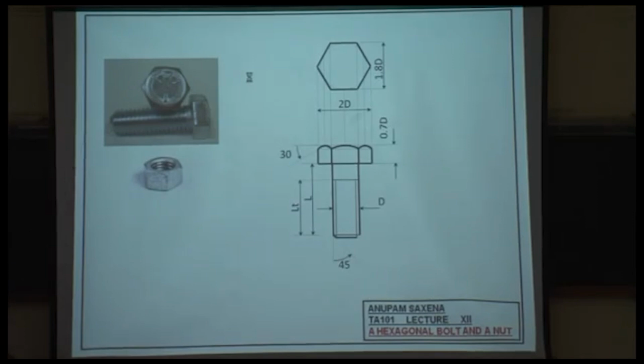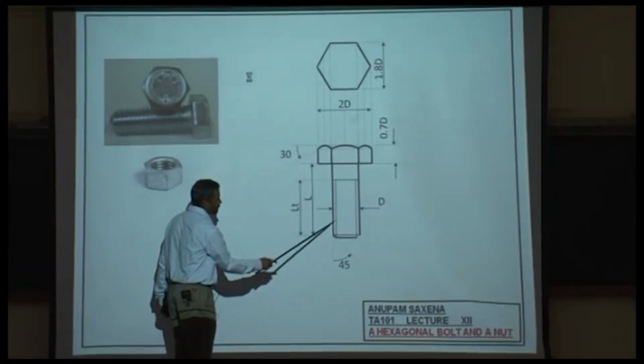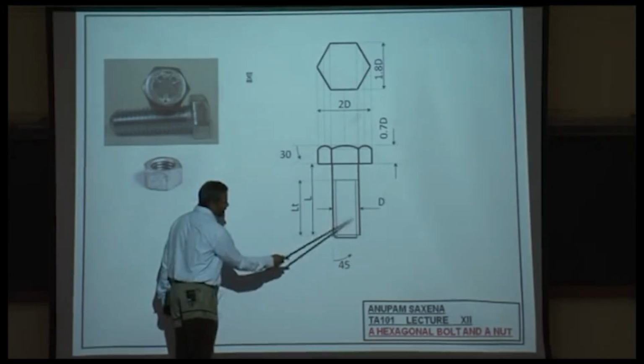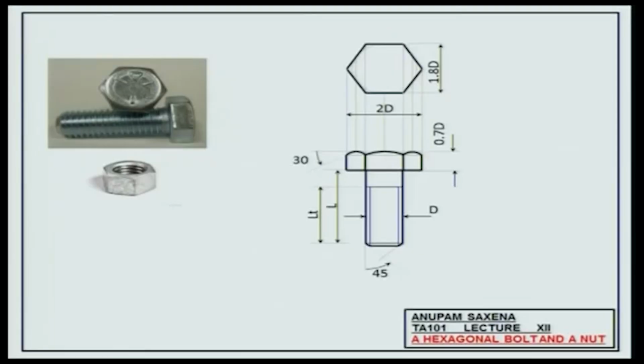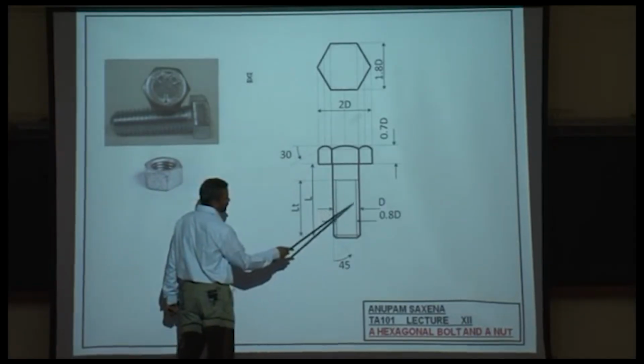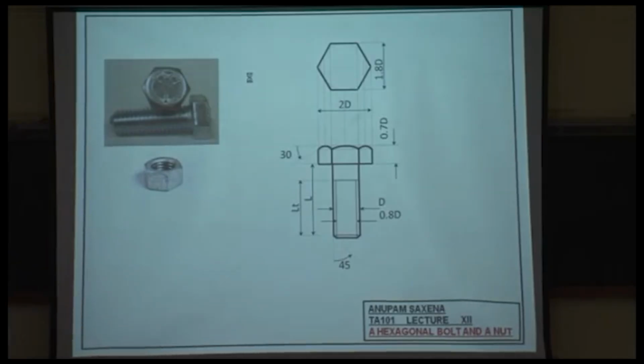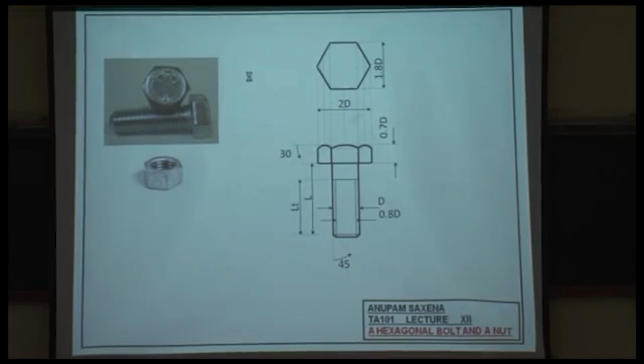By convention, we represent the threads by 2 thick solid lines and 2 thin solid lines. And the distance between the 2 thin solid lines is 0.8 D. These represent the outer portion of the threads, and these represent the inner portions of the thread. This is just one of the conventions that people follow. There are many other conventions. In mechanical, you'll be learning a lot more in ME 251.